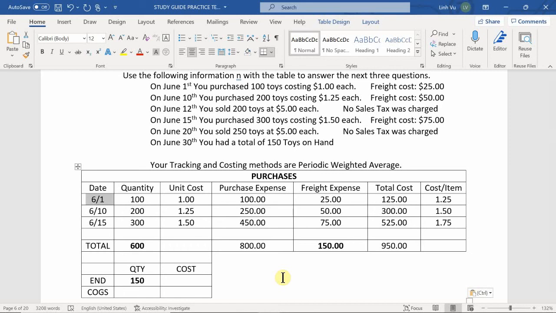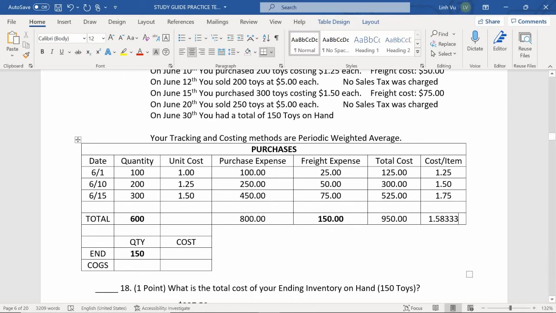Divide by the total units. So you have 950 divided by 600. What do you get? 1.58333333. Good, 1.5833.